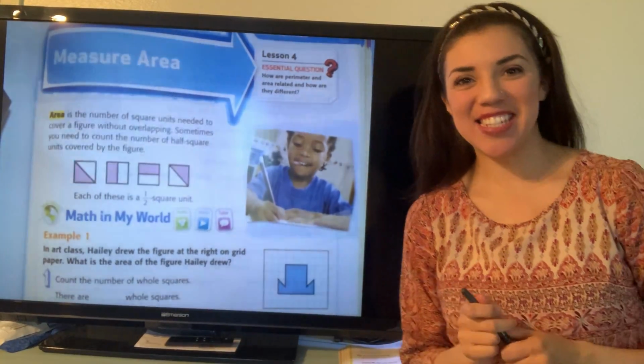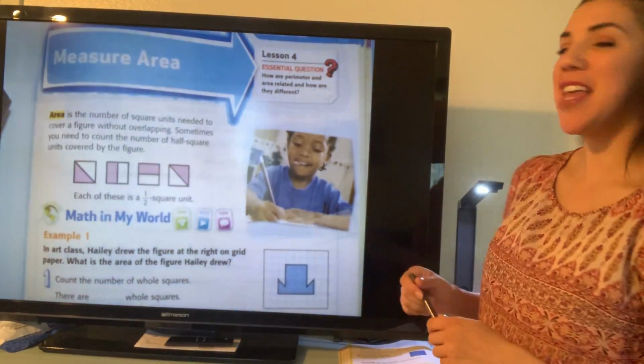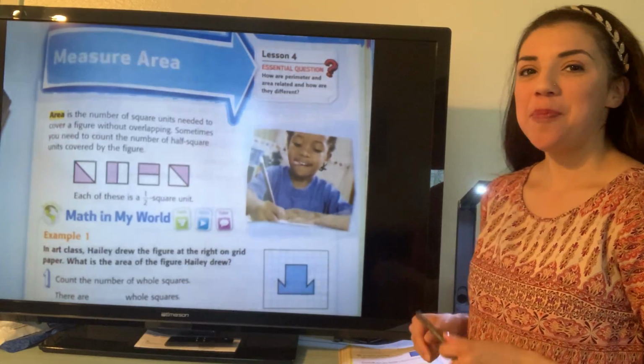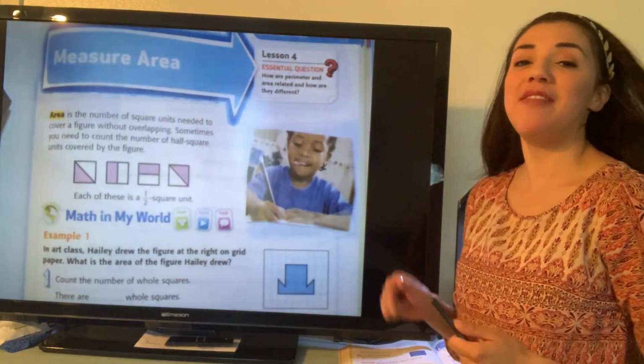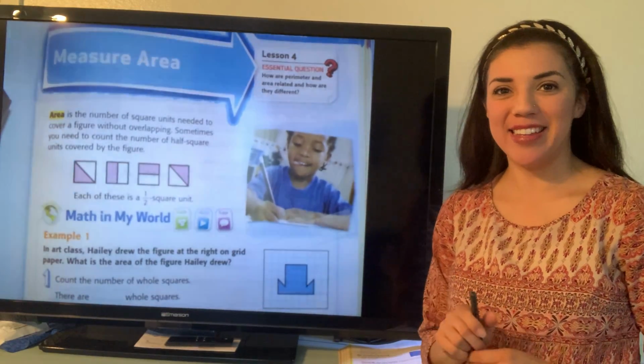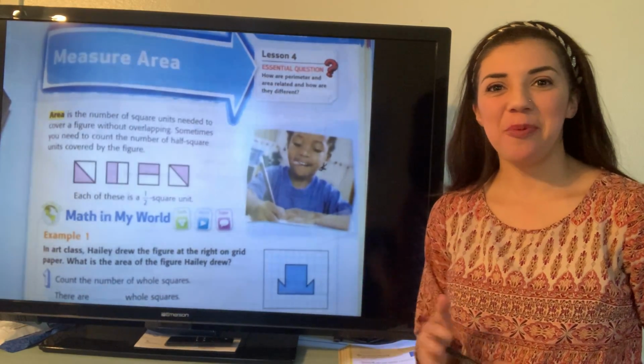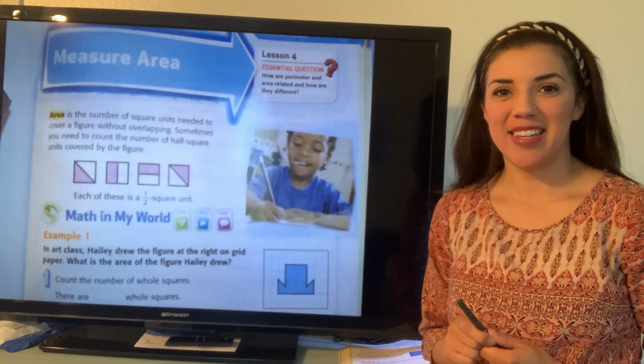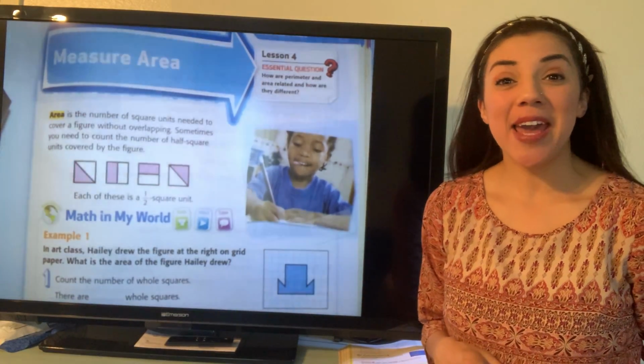Hey, third graders. Here we go with lesson 4. So go ahead and open up your book to page 771. This is measure area. Hope you guys are having a great week so far. I know I am.